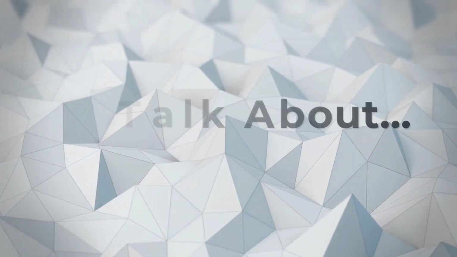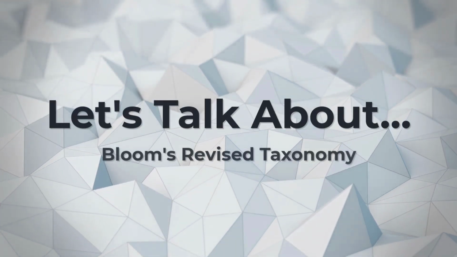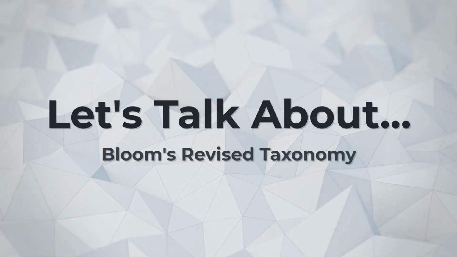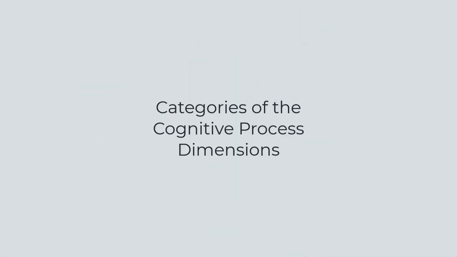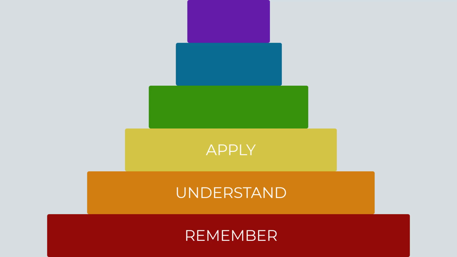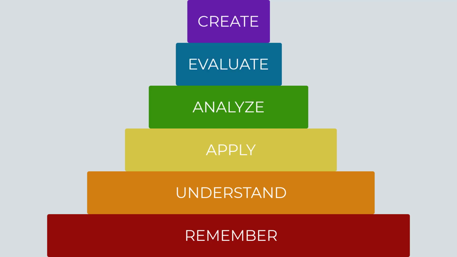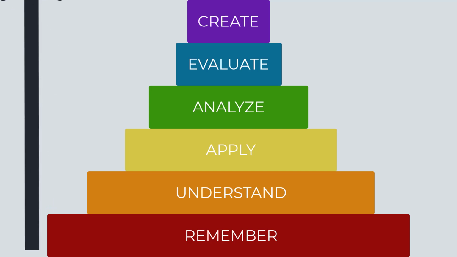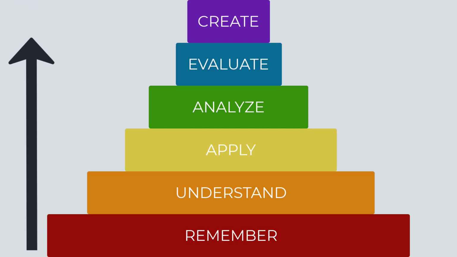In this instructional video, we're going to look at Bloom's revised taxonomy. Specifically, we're going to look at the categories of cognitive process dimensions. In Bloom's revised taxonomy, there are 6 process categories: remember, understand, apply, analyze, evaluate, and finally create. These processes increase in difficulty as we go up the pyramid.